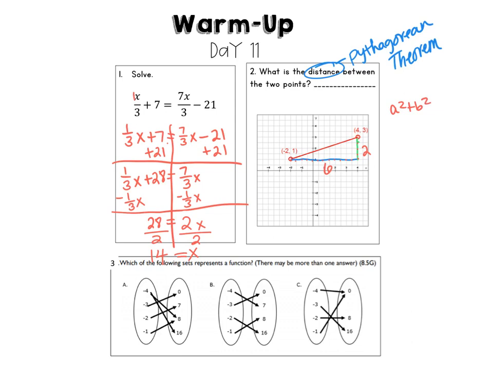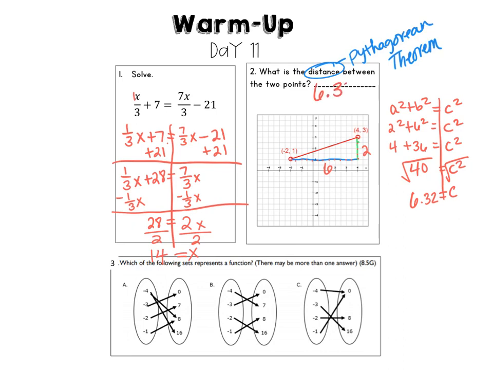A squared plus b squared equals c squared. We have 2 squared plus 6 squared equals c squared. We have 4 plus 36 is equal to c squared. That gives us 40 is equal to c squared. And then the opposite of something squared is the square root, and I'm going to do that to both sides. That gives me c is equal to about 6.32. So the distance between the 2 points is 6.32. That's what we're using as our final answer.